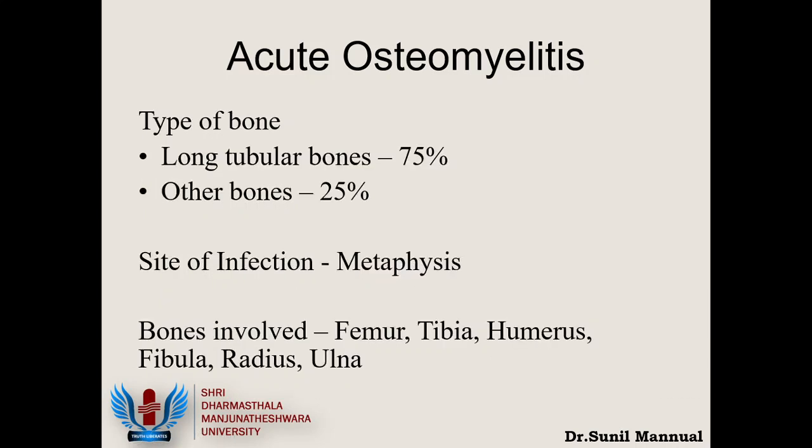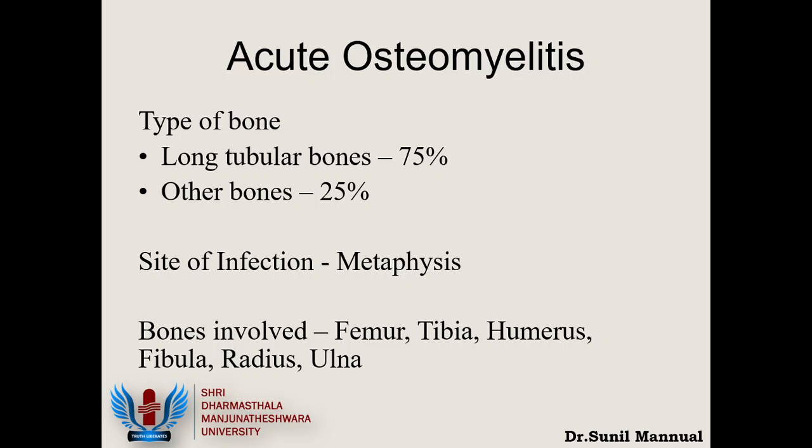Now, what kind of bones are involved in acute osteomyelitis? Again, we see that 3/4 of the time the long tubular bones are more involved as compared to 1/4 of the time when the other bones are involved. So what do I mean by the long tubular bones? I basically mean the femur, the tibia, the humerus, fibula, radius and ulna. So these bones account for nearly 75% of the acute osteomyelitis, and only 25% of the acute osteomyelitis we see in the other bones. So these are flat bones like the pelvis, the scapula, and of course the spine.